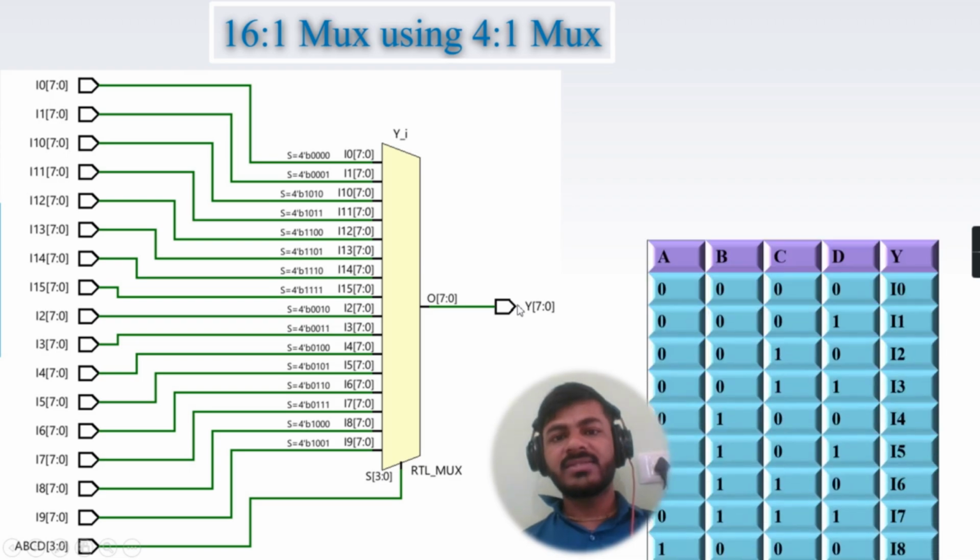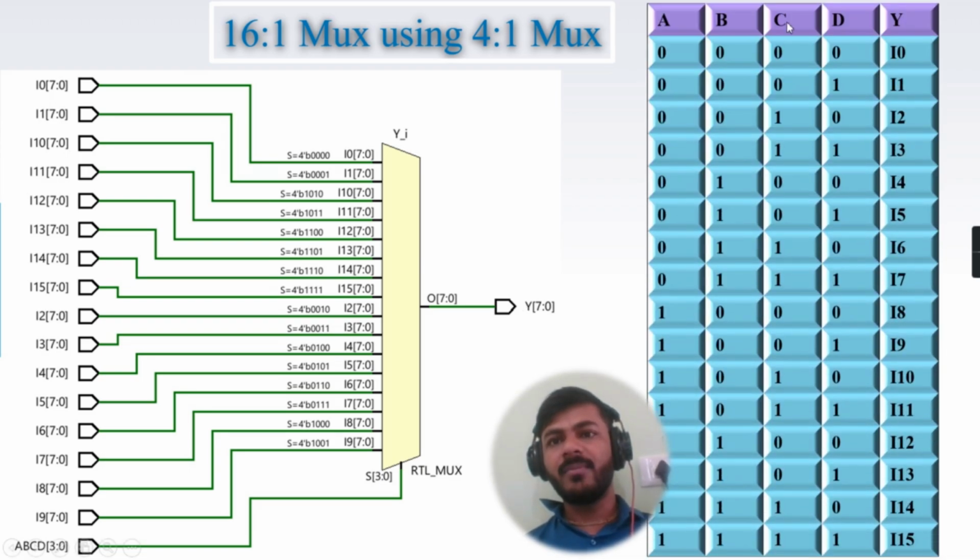Okay. Beside that, you can see the truth table. These are my select lines A, B, C, and D. So if A, B, C, and D are all low, then input I0 will be routed to the output Y. If select line A is equal to 0, B is equal to 0, C is equal to 0, and D is equal to 1, then input I1 will be routed to output Y. Similarly, if A, B, C, and D are all high, then input I15 will be routed to output Y.